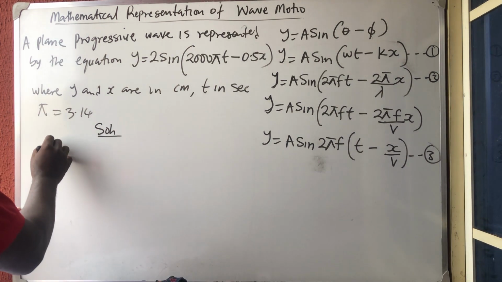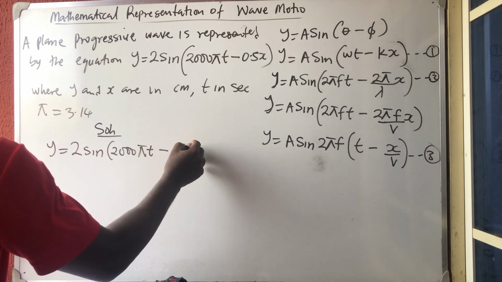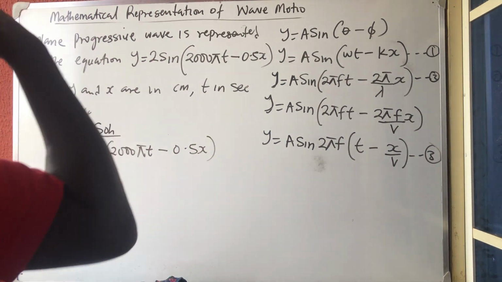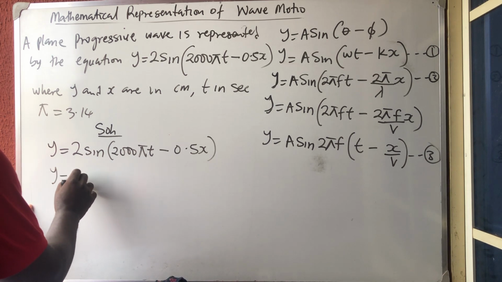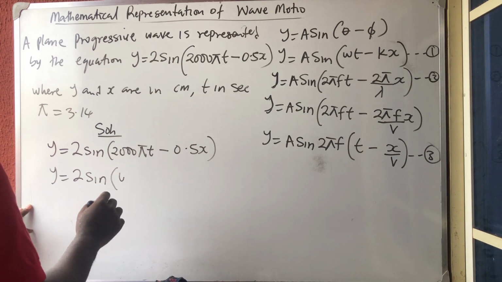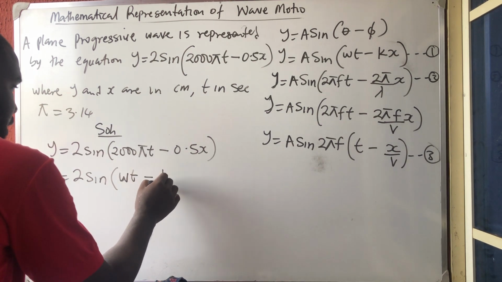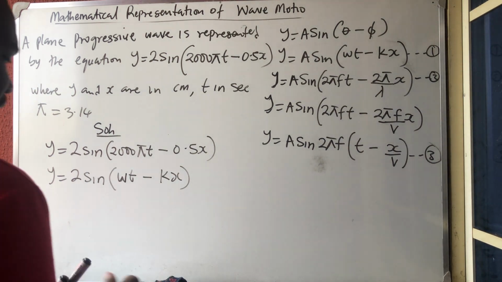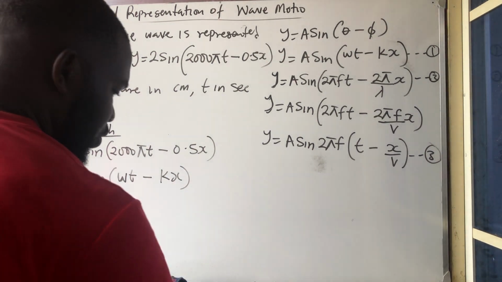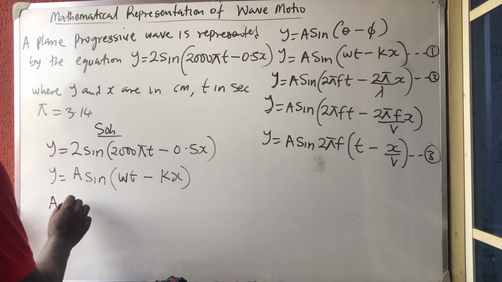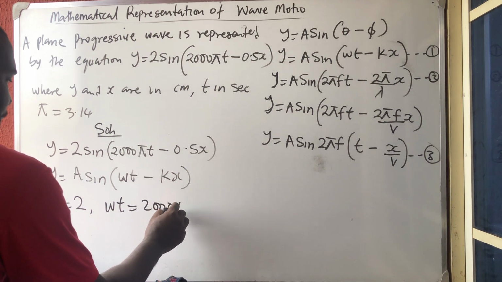They gave you that y is equal to 2 sine (2000 pi t minus 0.5x). So by comparison, let us compare with the one we know. The one we know is that y is equal to A sine (wt minus kx). Sorry, this is A, not 2. From this, you can see that automatically our A is 2, and our wt is equal to 2000 pi t.